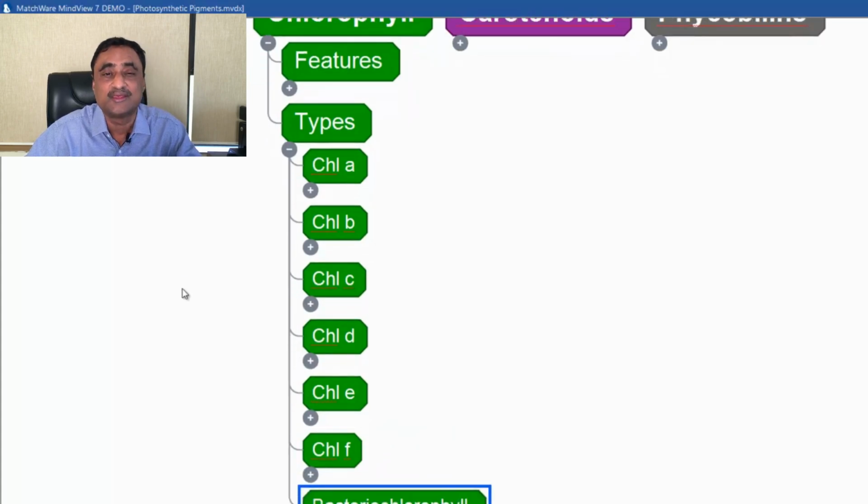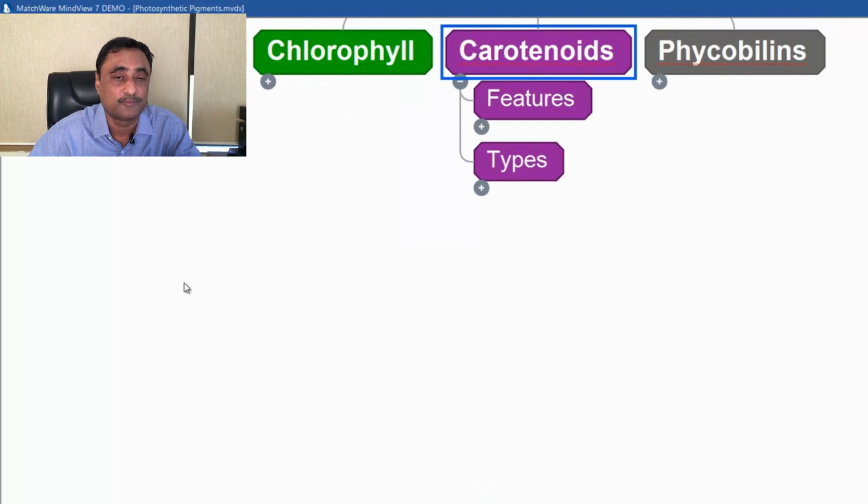And finally, there is bacterial chlorophyll. These chlorophylls are found in bacteria. Mind it, these bacteria are anoxygenic, that means in their photosynthesis, oxygen is not released. So this is the entire account of the photosynthetic pigment chlorophyll.